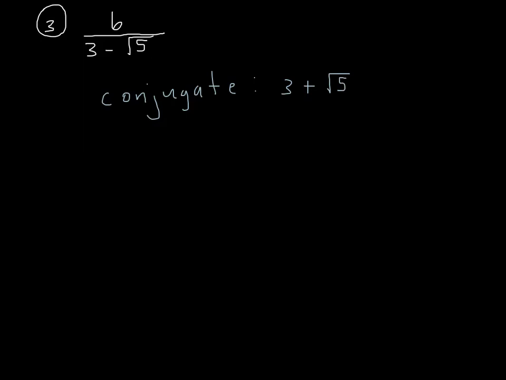The plus is going to interact with this minus when we FOIL, and it's going to make a difference of 2 perfect squares, which is actually going to be pretty nice when it's all done. So let's multiply by the conjugate and see what happens.